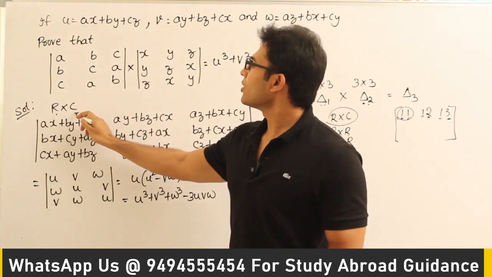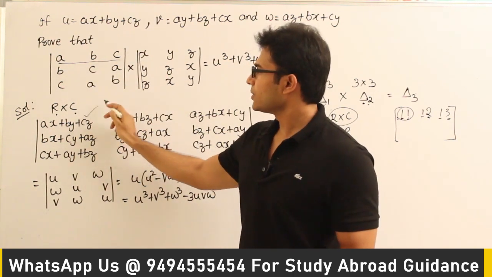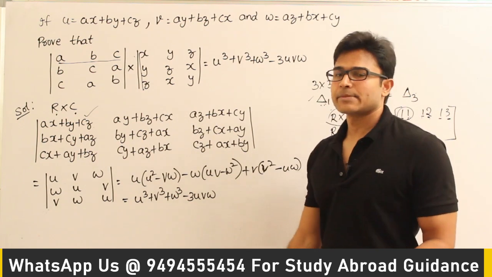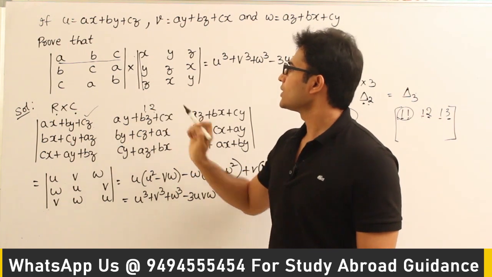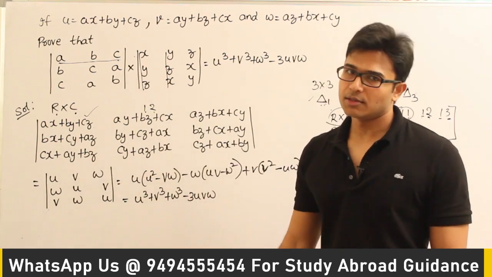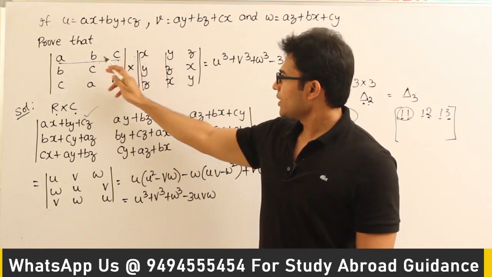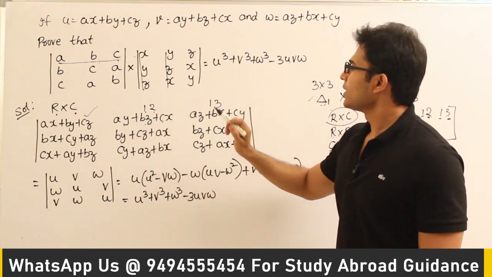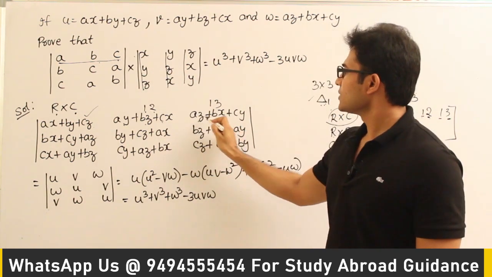Now when I am talking about row by column, see, the first row is multiplied with the first column in order to get this element. Check that corresponding elements are multiplied: ax, by, cz, right? And then in order to get this element, which is 1 2, the first row is multiplied with the second column. So it is normal matrix multiplication, if you remember. It is just the way we multiply matrices. So check this: ay, bz, cx. And this one is 1 3, which means first row and third column, which is az, bx, cy.